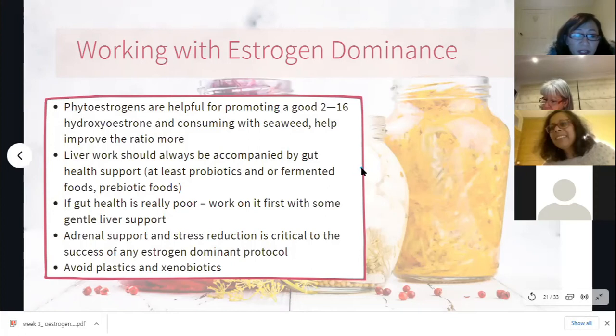And then do a household detox and see how many xenobiotics and plastics you are actually in contact with. Are you drinking water from a plastic bottle? Are you storing food in a plastic container? Are you spraying perfume on? Are you using hair dye, because that's full of estrogen and toxic chemicals?